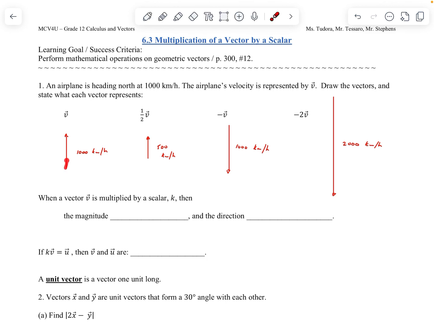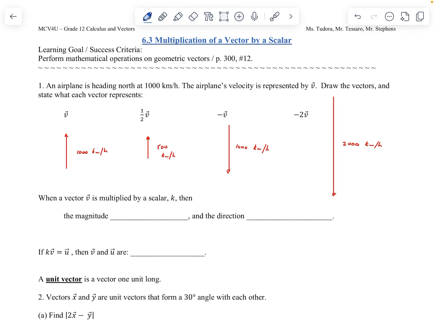So here's v, here's the velocity, 1,000 kilometers per hour, so 1/2 of v. So it's going to be 500 kilometers per hour, half as long in the same direction. Negative v. Well, negative v just says flip the vector, change the direction. And negative 2v, twice as long in the opposite direction.